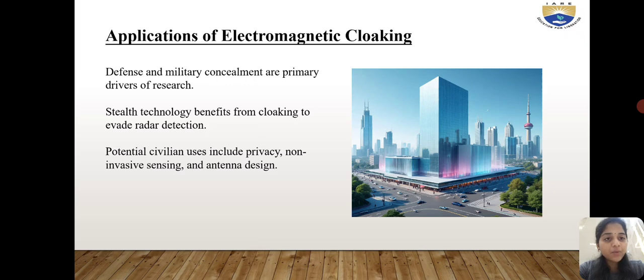Applications of electromagnetic cloaking. Defense and military concealment are primary drivers of research. Stealth technology benefits from cloaking to evade radar detection. Potential civilian uses include privacy, non-invasive sensing, and antenna design. These are some of the applications of electromagnetic cloaking.